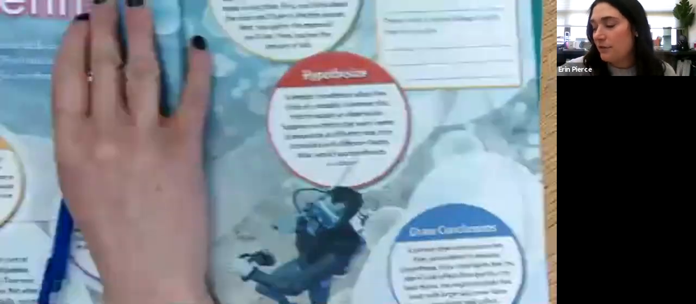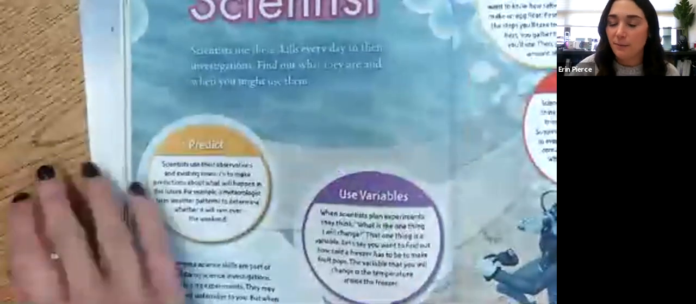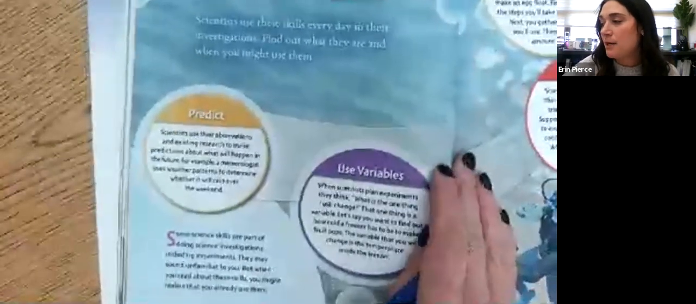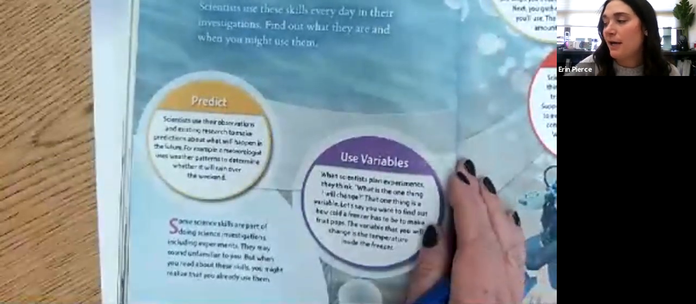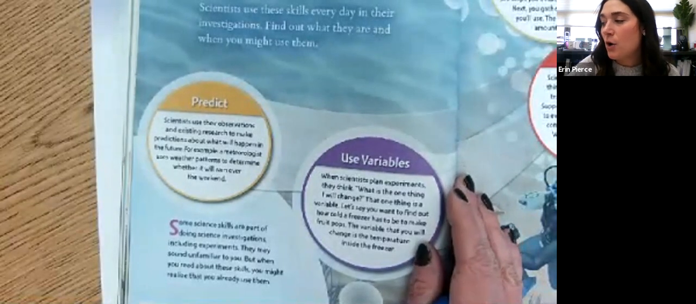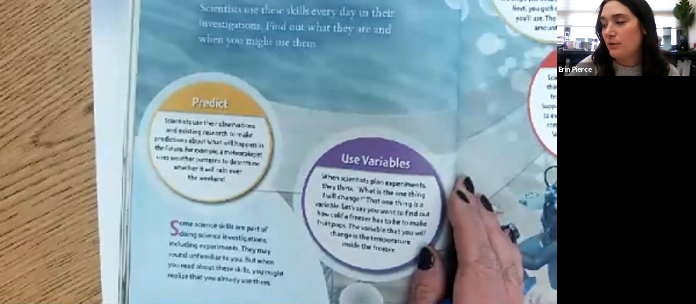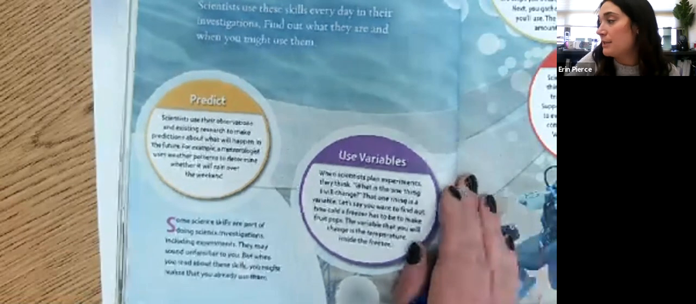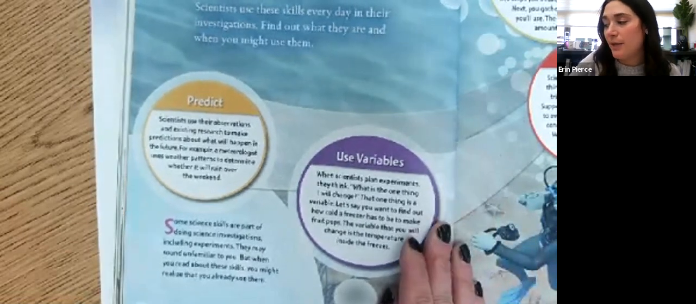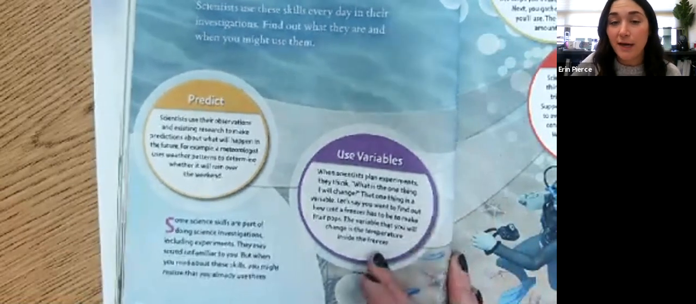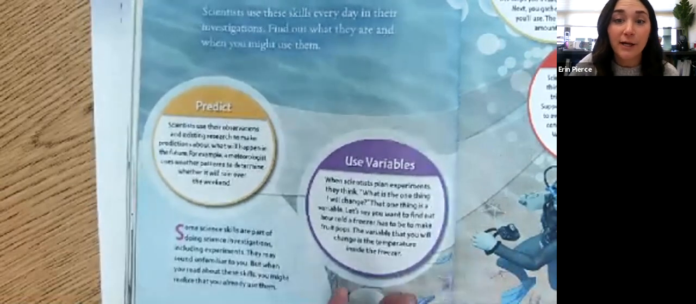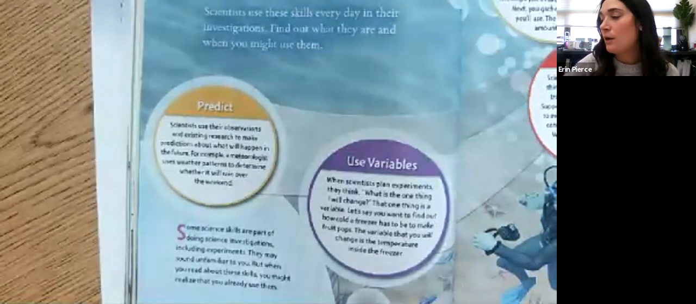All right, I want us to think like a scientist on page 20. Scientists use these skills every day in their investigations. Find out what they are and when you might use them. So these are the different skills. We are also going to be adding some of these words to our vocabulary, so get ready to flip back and forth.